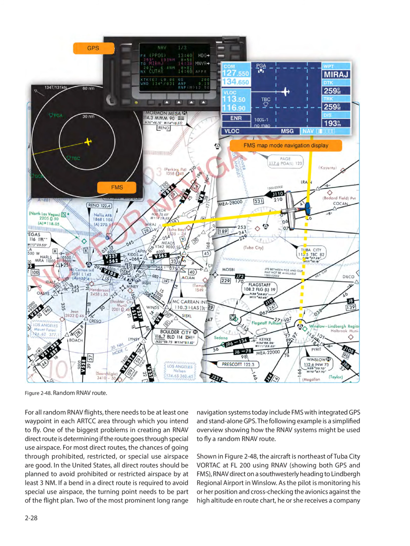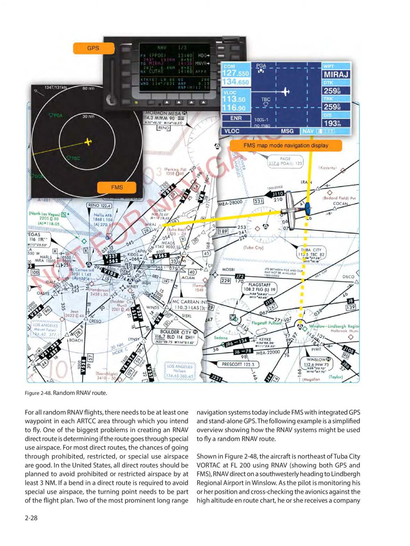use airspace. For most direct routes, the chances of going through prohibited, restricted, or special use airspace are good. In the United States, all direct routes should be planned to avoid prohibited or restricted airspace by at least 3 nautical miles. If a bend in a direct route is required to avoid special use airspace, the turning point needs to be part of the flight plan. Two of the most prominent long-range navigation systems today include FMS with integrated GPS and standalone GPS.